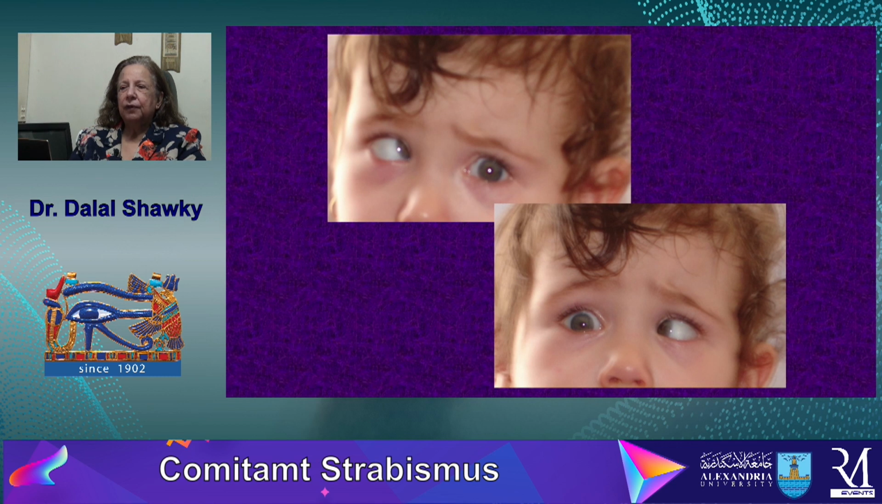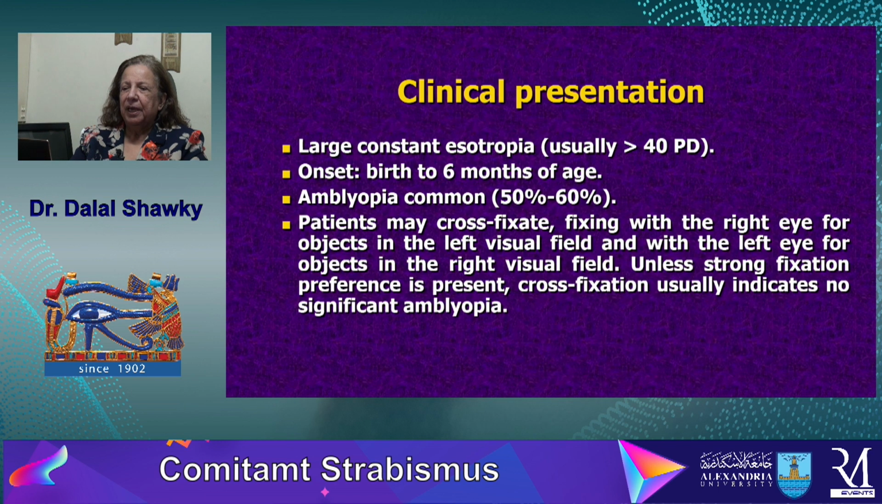Here is a photo of a child having congenital esotropia. See, here the angle is big, here the right eye is squinting, and here the left eye is squinting. This is alternating type of congenital esotropia. Note that the angle is very big. The clinical presentation, we have large constant esotropia, usually more than 40 prism diopter. The onset is from birth to 6 months of age. Amblyopia is common because it occurred in the critical period of development of the macula.